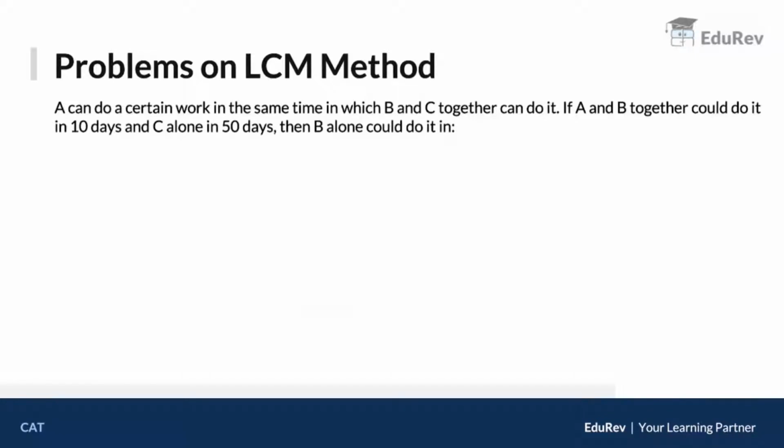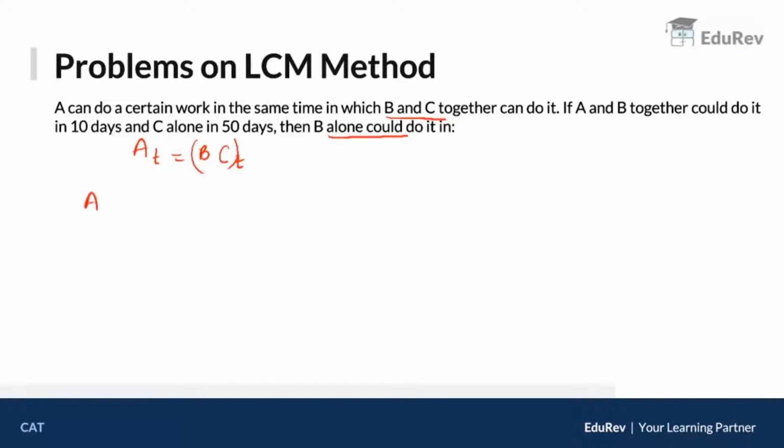Alright, A can do a certain work in the same time in which B and C together can do it. So A's time is the same as B and C's time together. Okay? If A and B together could do it in 10 days, C alone in 50 days, B alone could do it in how many days? A little difficult question.